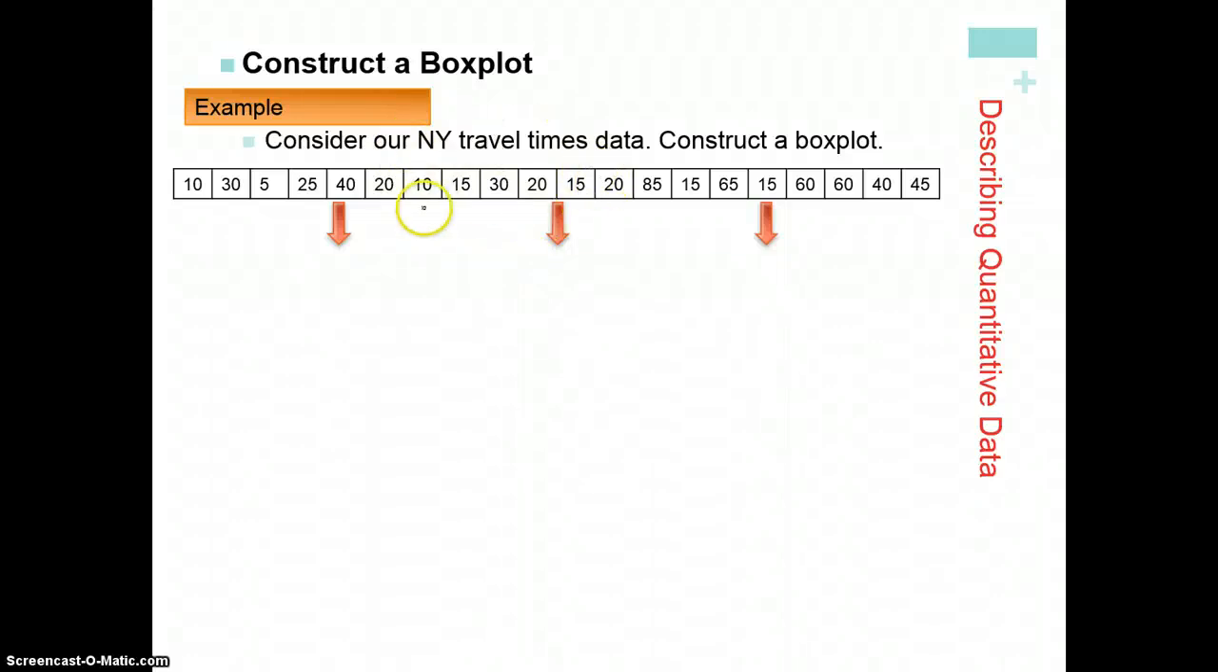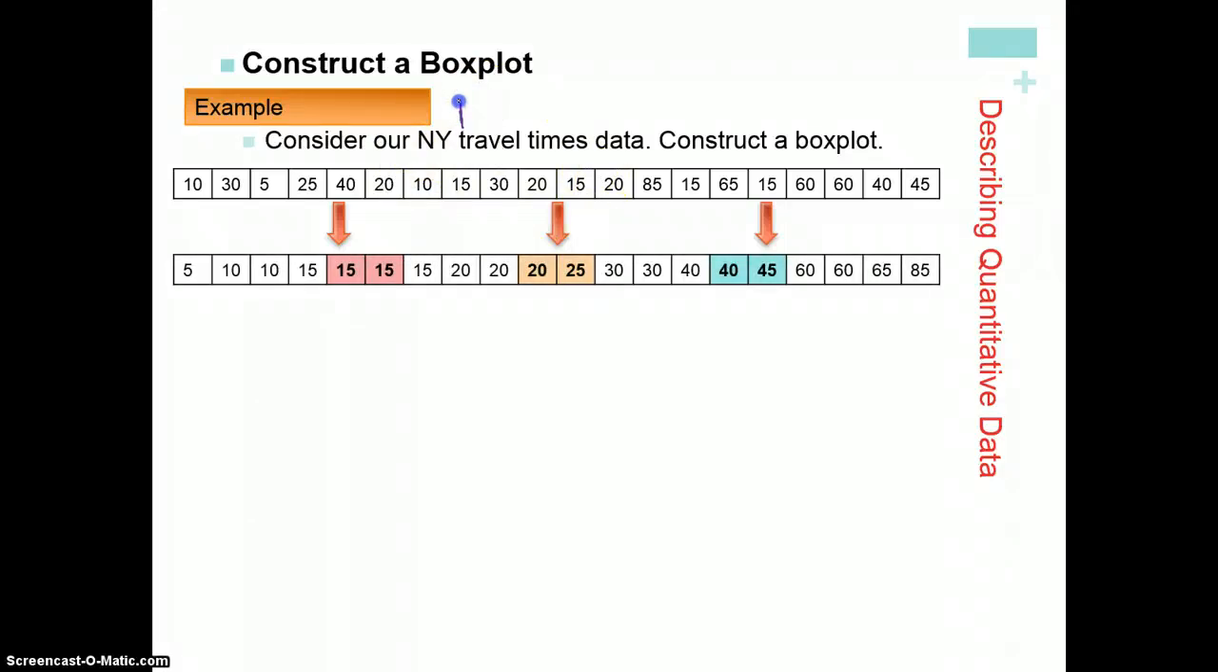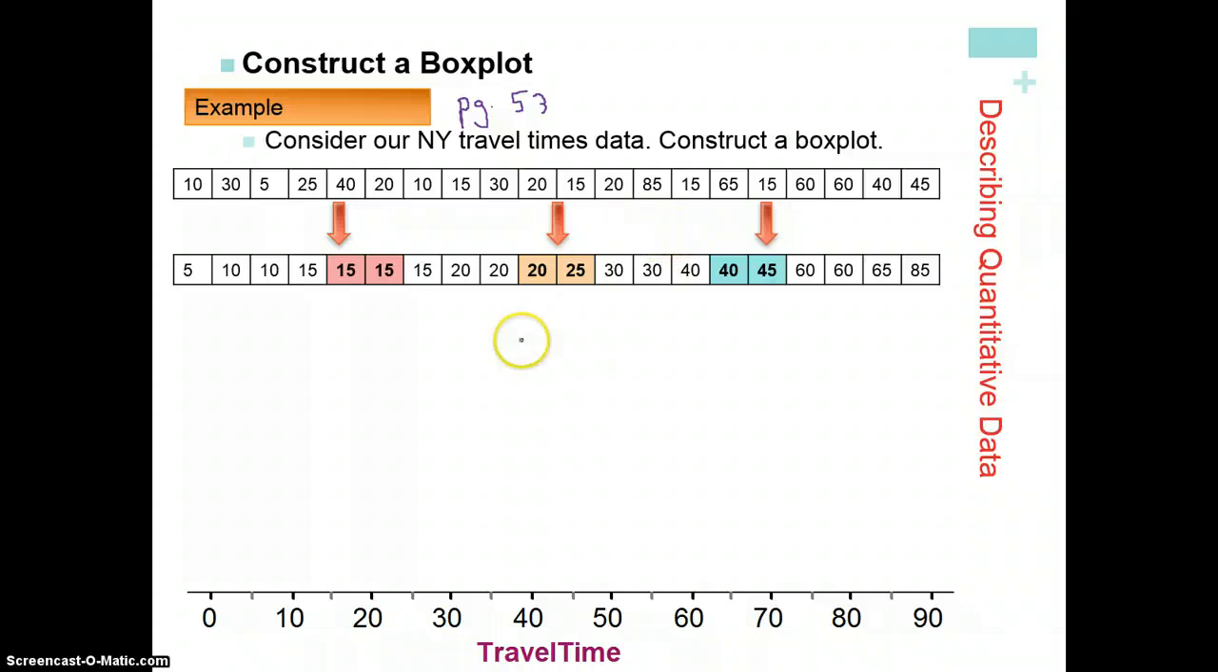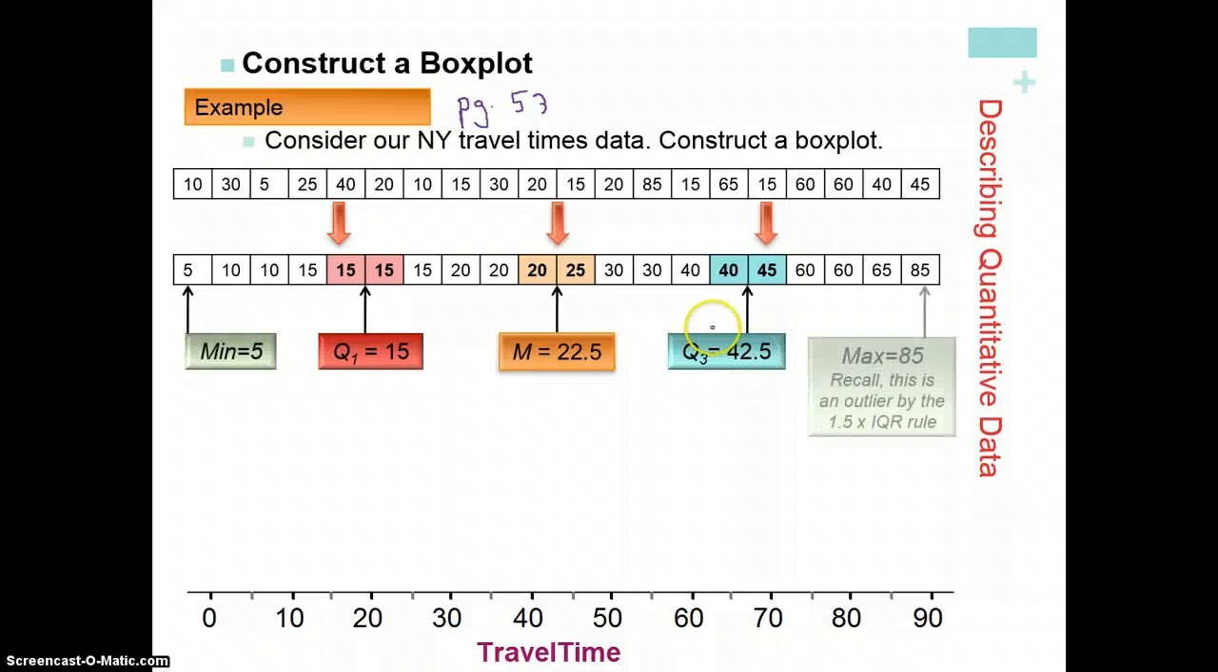Alright, so this is the same problem we've been doing on page 53. These are the numbers and they're ordered in chronological order. And here's the median, the first quartile, and the third quartile, which we have already calculated. And we have the min and the max value, which are obvious, right? The minimum value is 5, the max value is 85. And if you recall, we calculated this to be an outlier. So I'll show you how to denote an outlier with a box plot.